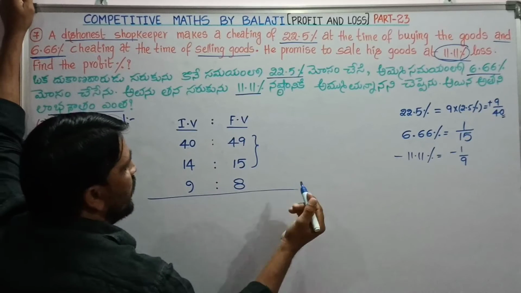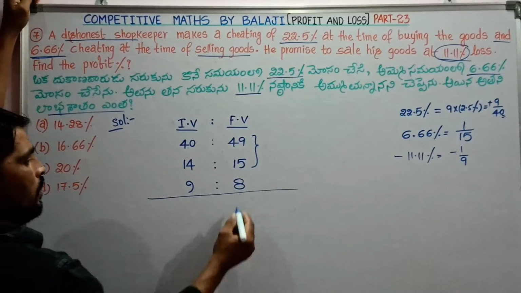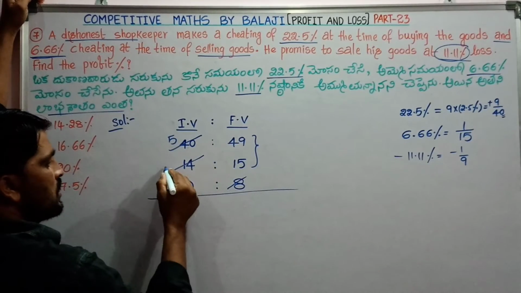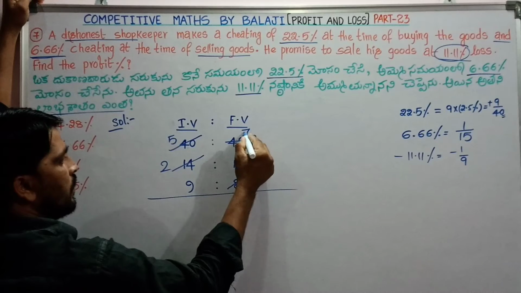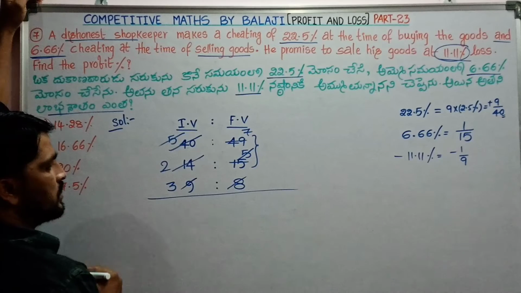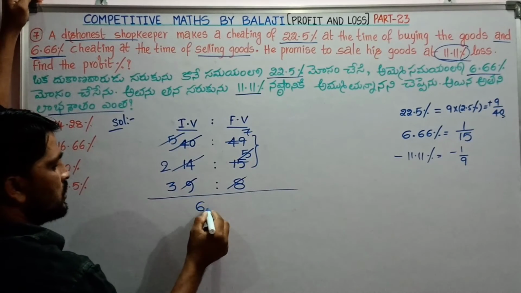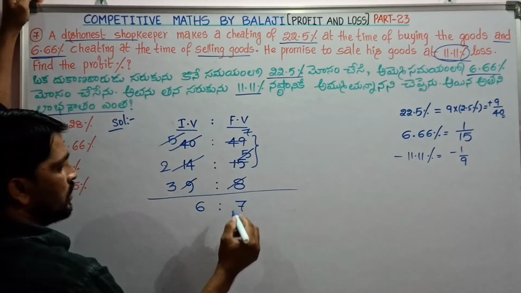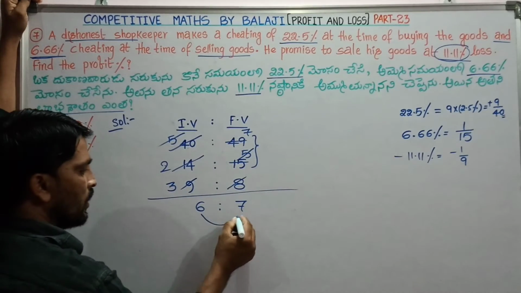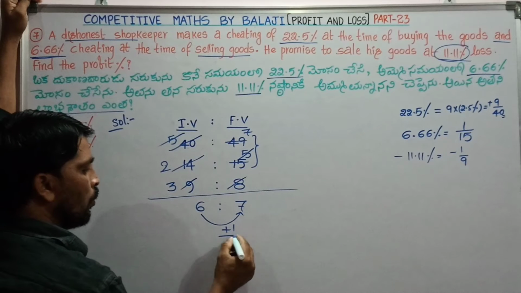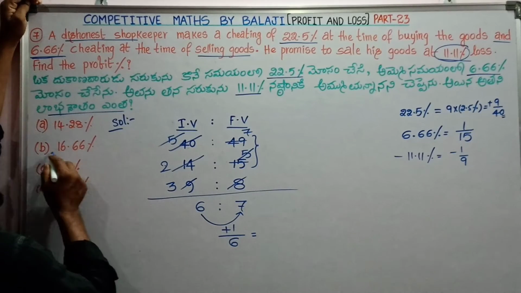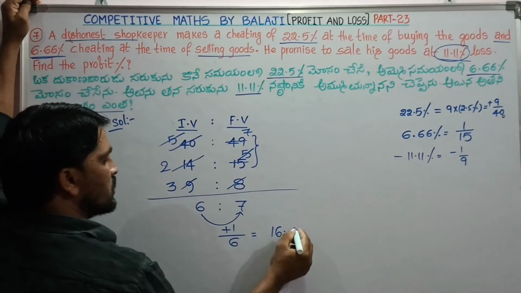Let us find the net effect. 8 ones are 8, 8 fives are 40. 7 twos are 7, 7 sevens are 49. 3 threes, 3 fives, 5 ones, 2 threes are 6. 6 to 7 is the net ratio of initial value to final value. That means he gets 1 unit profit over 6 units, and we know that the fraction value of 1 by 6 is nothing but 16.66% profit.